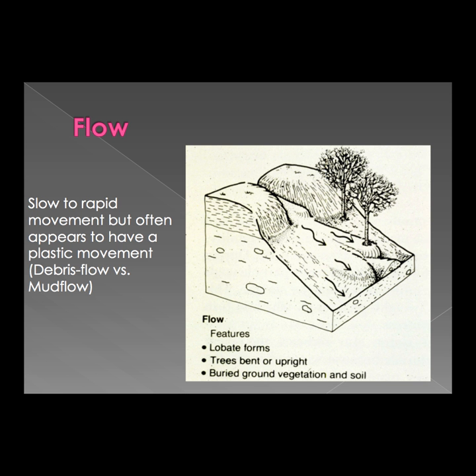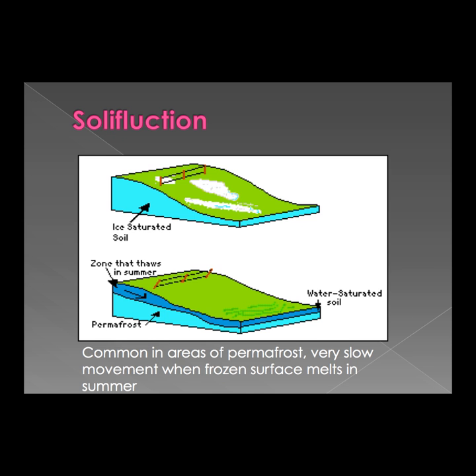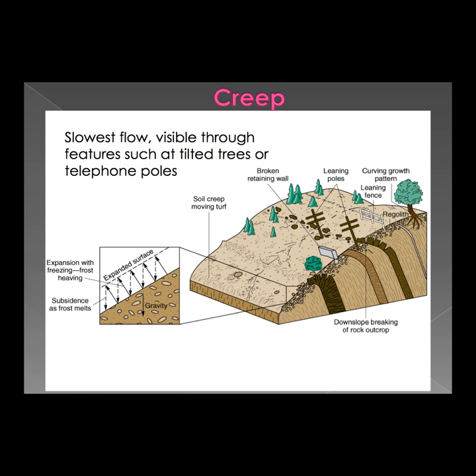And creep, which is the slowest form of mass wasting, is usually not even visible if you're just looking at it, but if there are fences or phone poles or retaining walls, they'll start to bend with that creep, and you'll see tilted trees, etc. And it's the only visible sign of creep, but it's one of the most devastating forms of mass wasting.